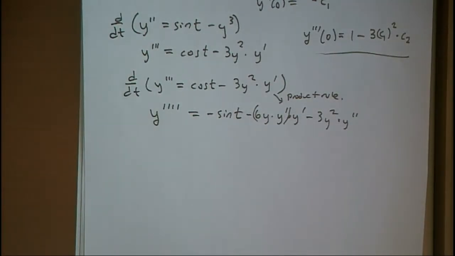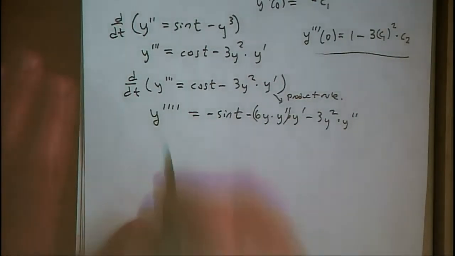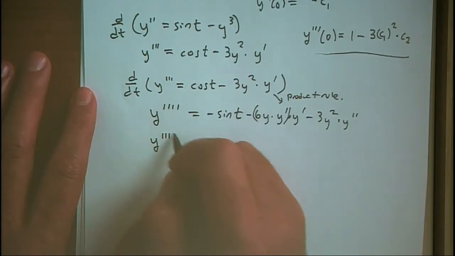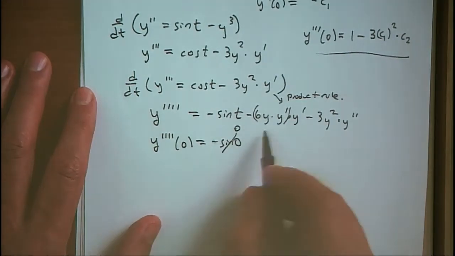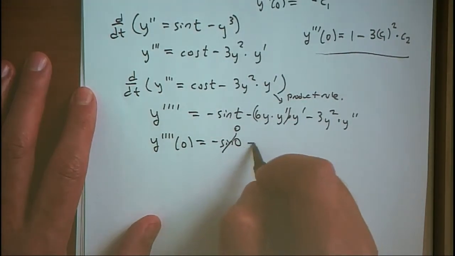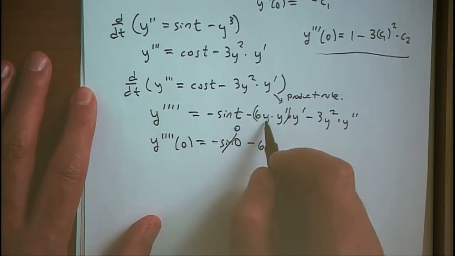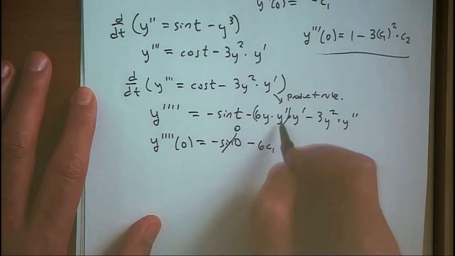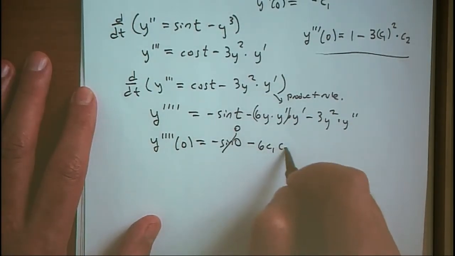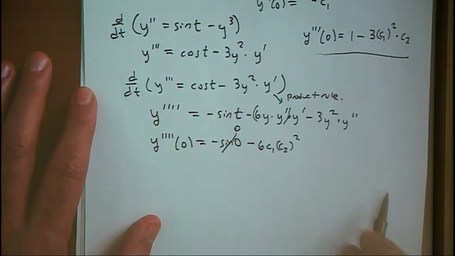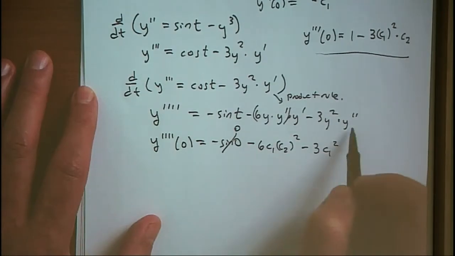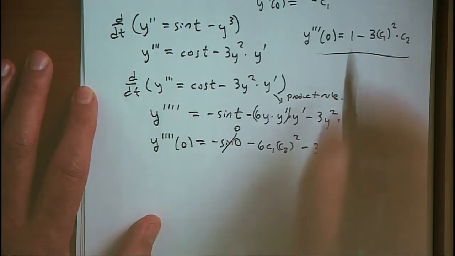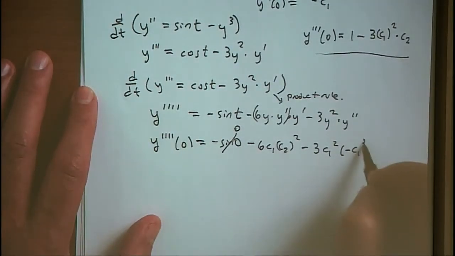Okay, so now what do we got? Now we need to evaluate this at 0. y to the fourth at 0. Well, that's 0, since sine of 0 is 0. And then this stuff won't go away. It'll be minus 6. Well, y at 0 is c1, and y prime at 0 is c2, so it'll be c2 squared. So we've got 2 of them, multiplied. Minus 3 c1 squared, and y double prime we found out was minus c1 cubed.